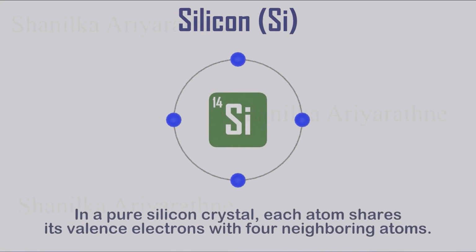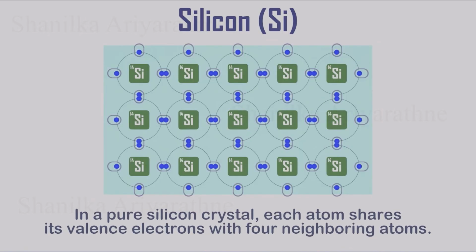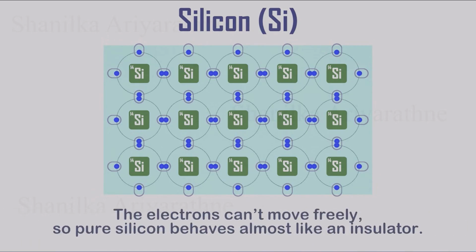In a pure silicon crystal, each silicon atom shares these 4 valence electrons with 4 neighboring atoms, forming covalent bonds. This creates a very stable, tightly bonded lattice. Because all of the valence electrons are locked into these bonds, they can't move freely through the material. That's why pure silicon behaves almost like an insulator.